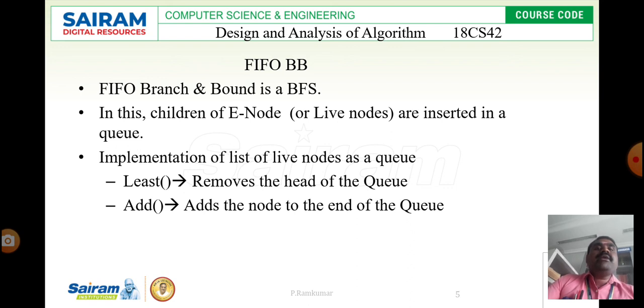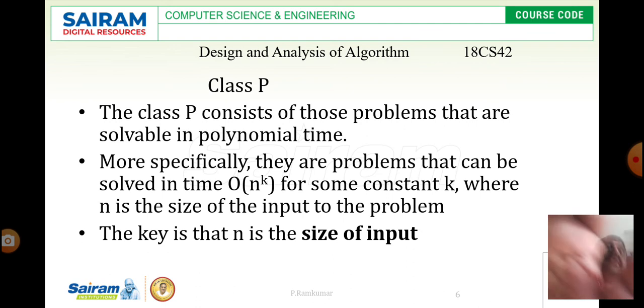FIFO branch and bound is branch and bound in BFS, breadth first search. In this, child nodes of the E node are inserted in a queue. There are 2 types of functions associated with this: one is insertion, another one is deletion. Least means remove the head of the queue. Add means inserting an element onto the queue. So these are the basic operations.